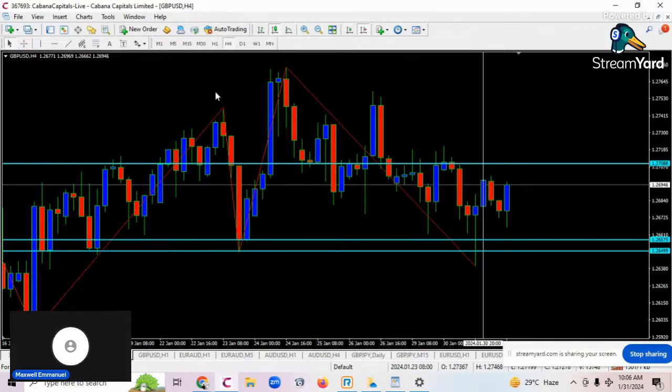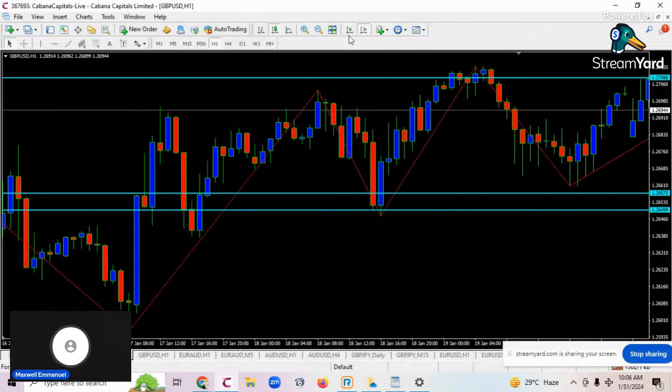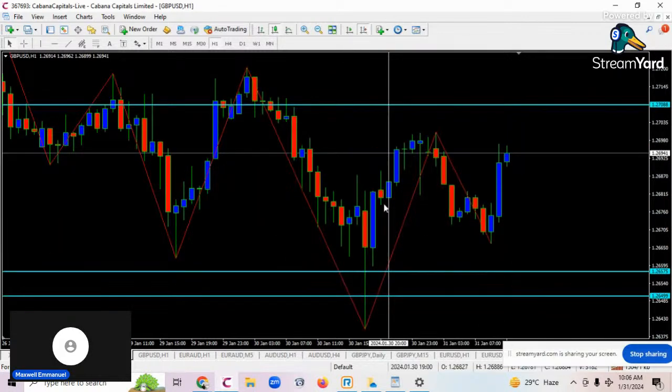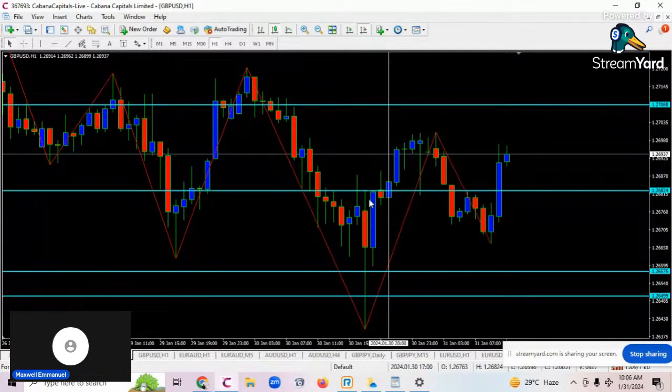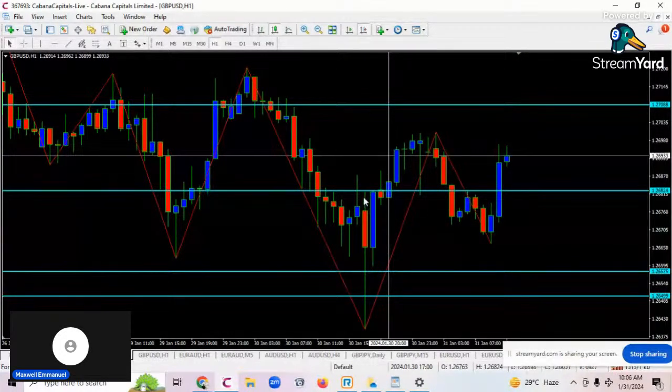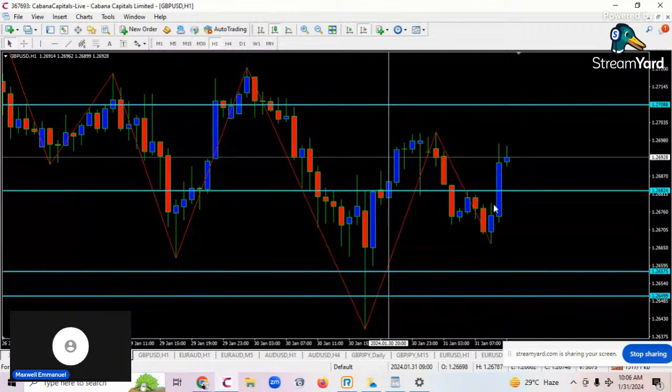Okay, so let's go to 1 hour. See on 1 hour, the high of this hammer, and the market closed above that high. There was a retracement, as you can see. Price trades to fill a fair value gap on 15 minutes. Let's go to 15 minutes to identify the fair value gap.